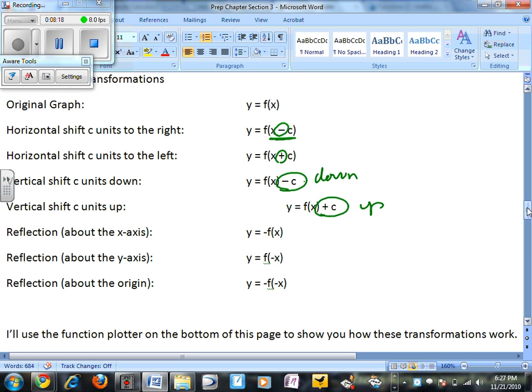When we have a negative out front, it actually flips it over the x-axis. Like if we had f of x equal the negative x squared, it would come down right here. If it's inside, it's going to reflect it about the y-axis, so it'd turn on its side. And then if it's both a negative and the opposite of inside the parentheses, it's going to reflect about the origin.